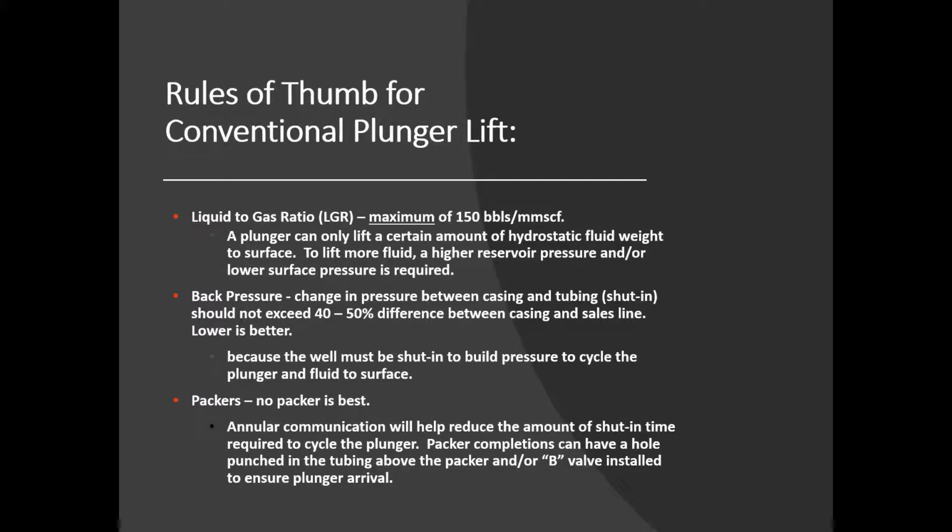Back pressure, the change in pressure between casing and tubing pressure shut-in, should not exceed a 40 to 50% difference between casing and sales line. Lower is better, because the well must be shut in to build pressure to cycle the plunger and fluid to surface.